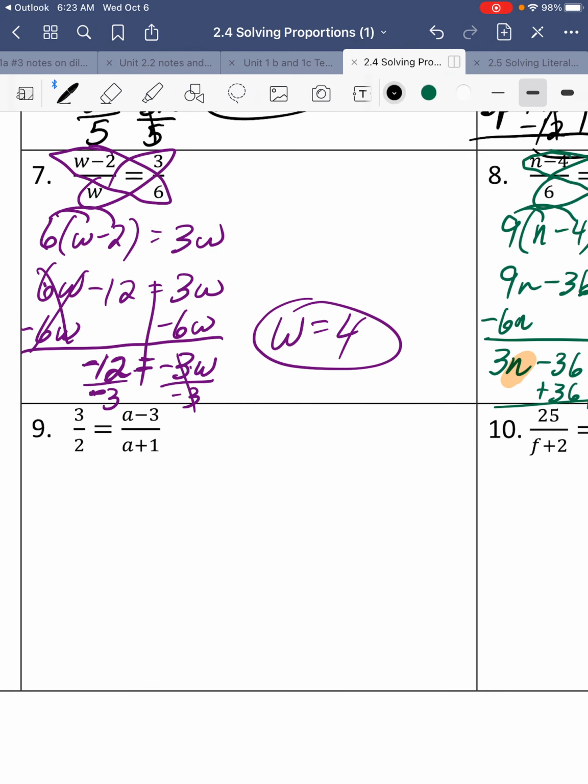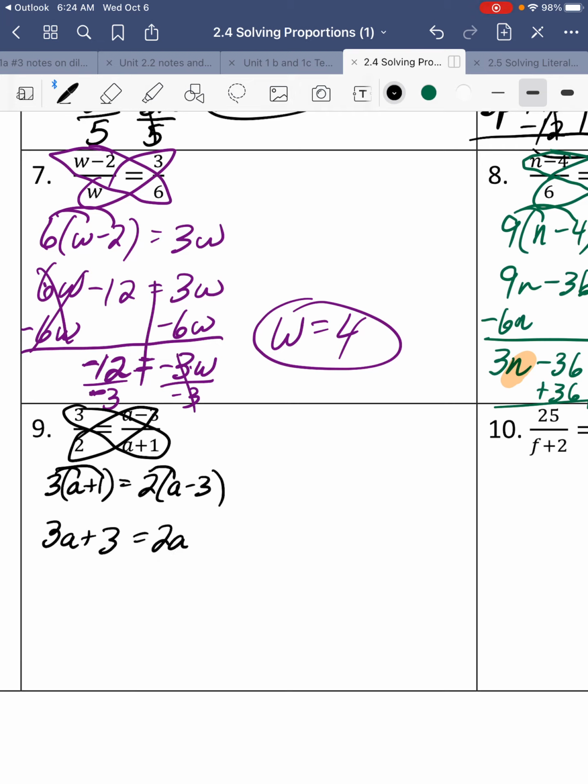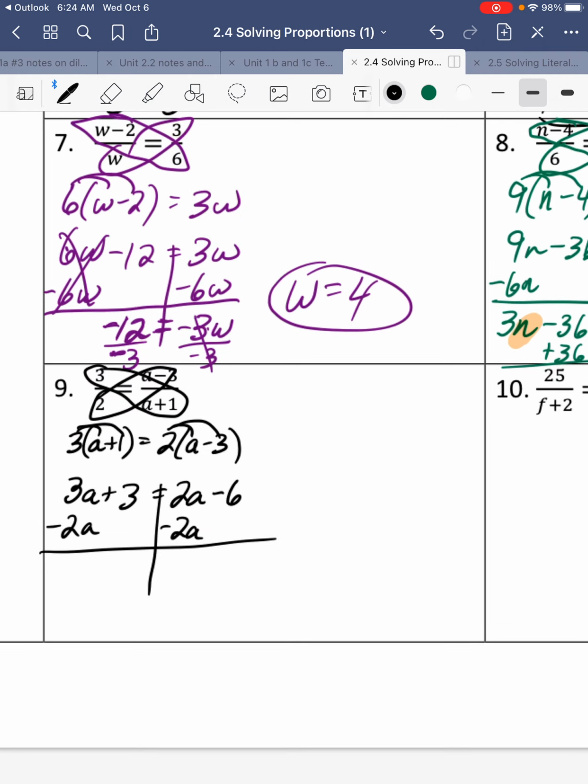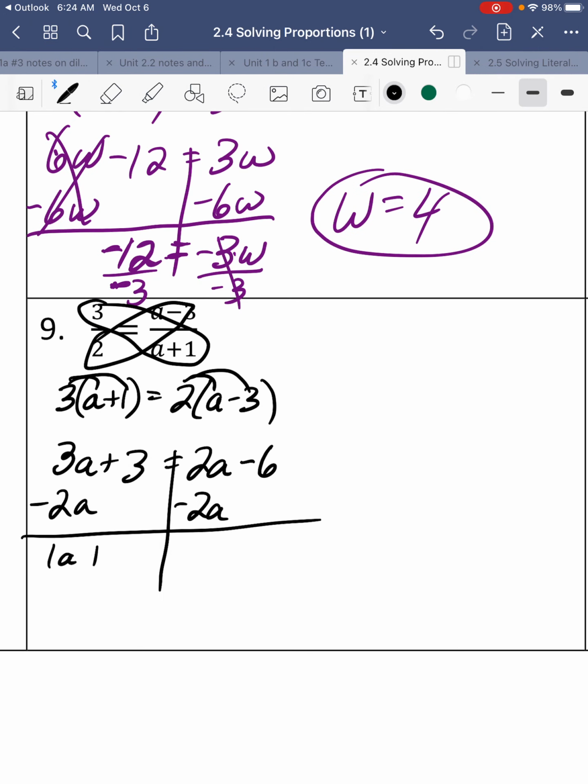All right, number 9, we're getting there. 3 times a plus 1 equals 2 times a minus 3. That's distributing: 3a plus 3 times 1, 2 times a, 2 times negative 3 is negative 6. Let's get our like terms together. I'm going to subtract 2a. You could subtract 3a, but 3a minus 2a is 1a, or just a, so that's good. It's a positive. I like positives. Minus 6 becomes a negative 6.